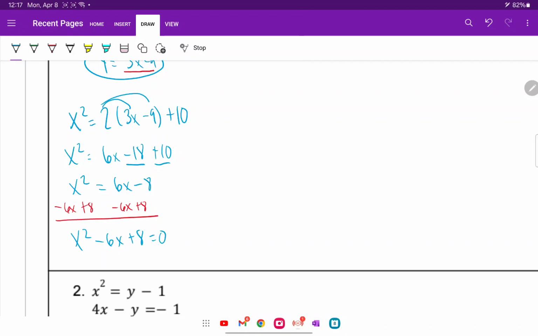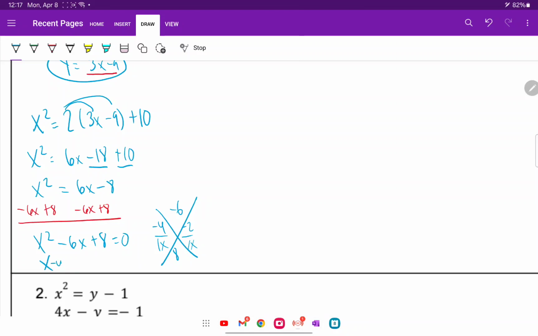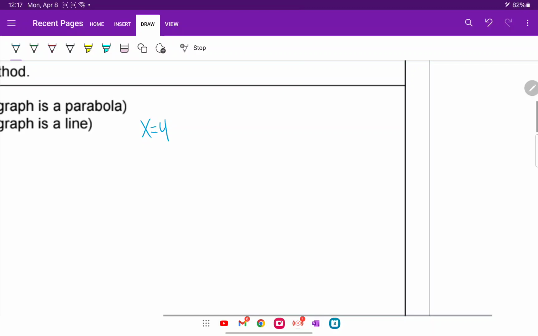The reason I brought everything to the same side is because I saw that it was a quadratic function. So in order to solve, whether it's factoring or the quadratic formula, we're going to go ahead and factor this. So we have negative 6 and positive 8. We're going to divide by 1x. And that's going to be negative 4 and negative 2. So we have x minus 4, x minus 2 as our factors. If you set each one equal to 0 and solve, you get x equals 4 and x equals 2.